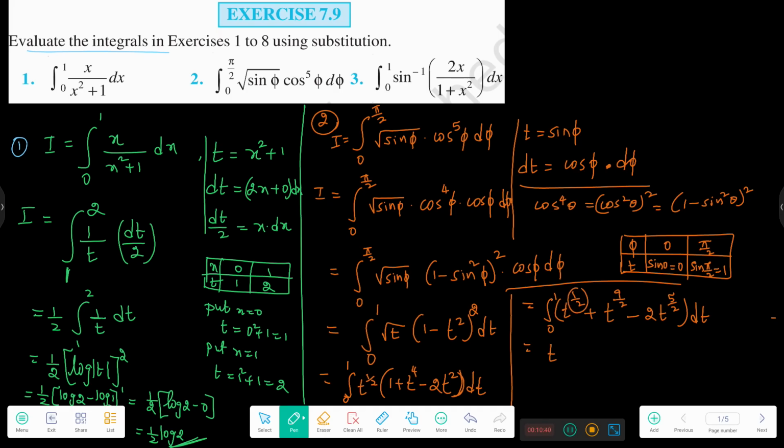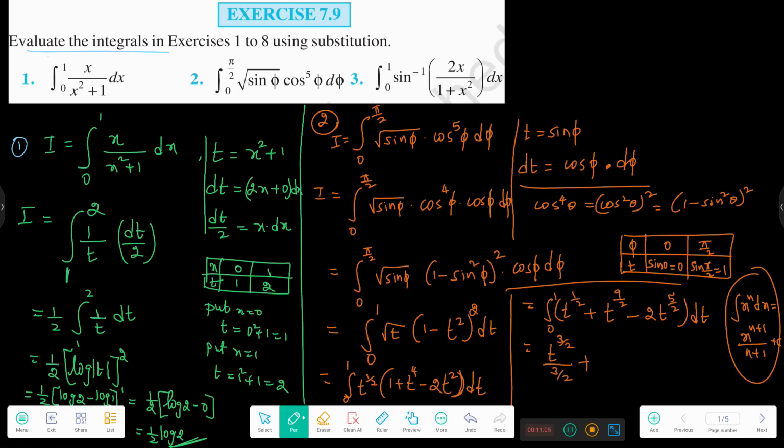T power 1 by 2. If you take the integral, what you actually do is add 1 and divide by the same. It means x power n into dx. The formula says x power n plus 1 divided by n plus 1 plus c. This is the formula I am going to use here. So the t power 1 by 2: 1 by 2 plus 1 means 3 by 2, divided by 3 by 2.